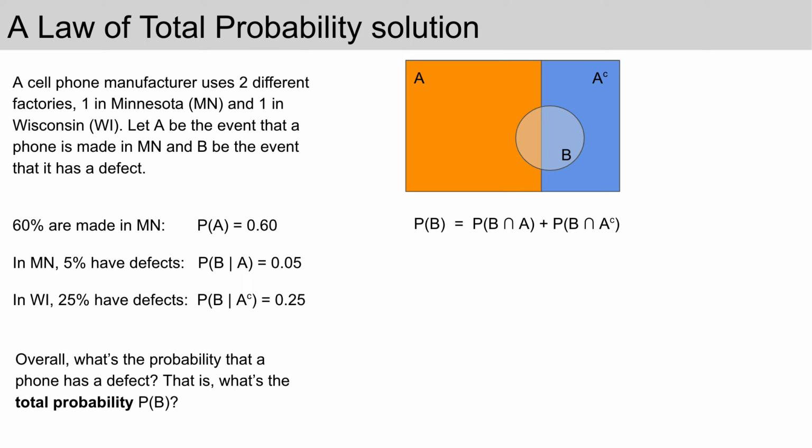But again, we weren't given this information about these intersections. But we were given information about the conditional behavior of B with A and A complement. Thus, we can rearrange the definition of conditional probability to make use of this information. Plugging in, the total probability of B is 0.13. That is, across all phones made in Minnesota and Wisconsin, 13% have defects.